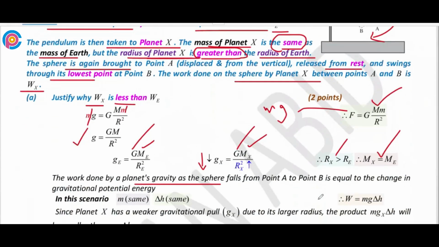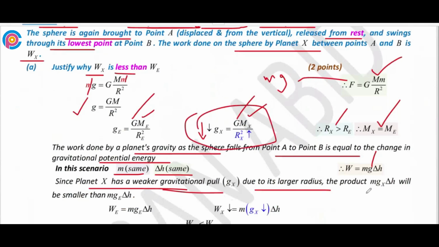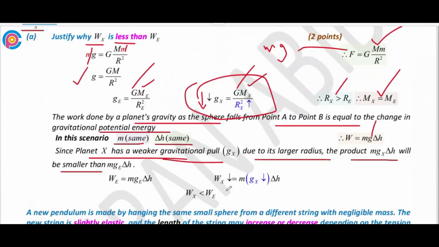Work done by the planet's gravity on the sphere from point A to point B is equal to the change in gravitational potential energy, by the work-energy theorem. So we can say W is equal to mg delta h. In this scenario, the masses are the same and delta h is the same; the only variation is in g. Since planet X has a weaker gravitational pull due to its larger radius, the product m gx delta h will be smaller than m ge delta h. So the work done by planet X is less than the work done by the Earth.